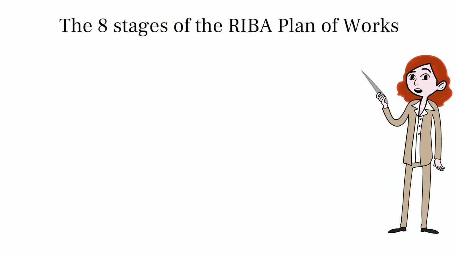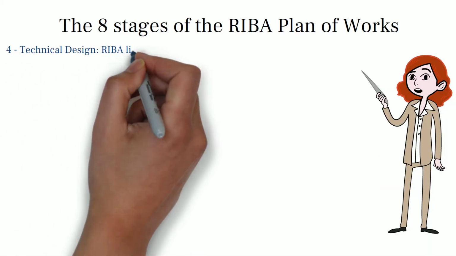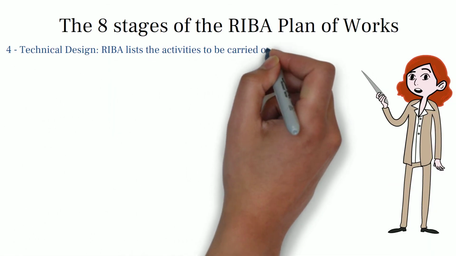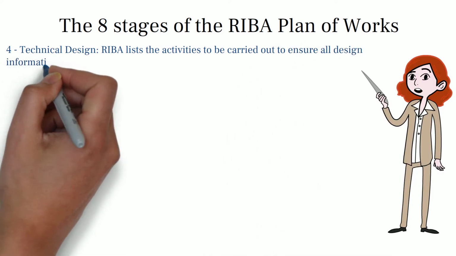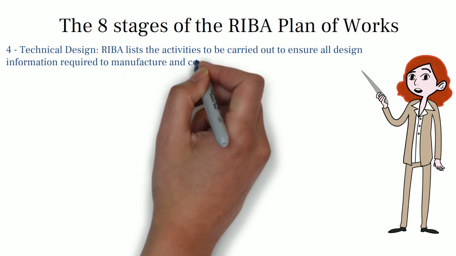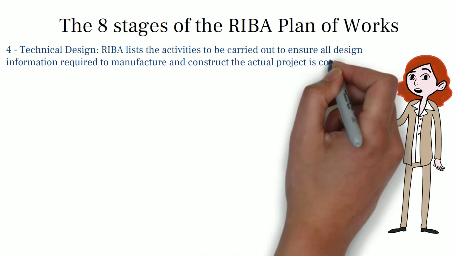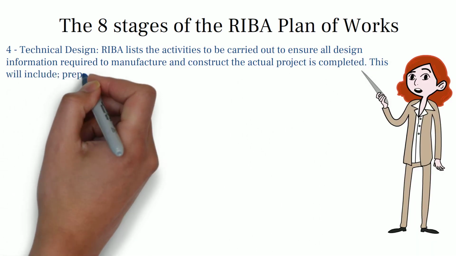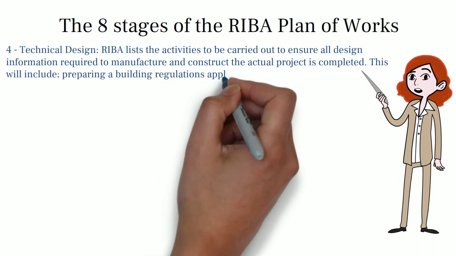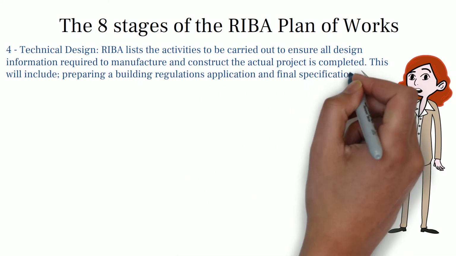Stage 4. Technical design. At this stage, RIBA lists the activities to be carried out to ensure all design information required to manufacture and construct the actual project is completed. This will include preparing a building regulations application and final specifications.